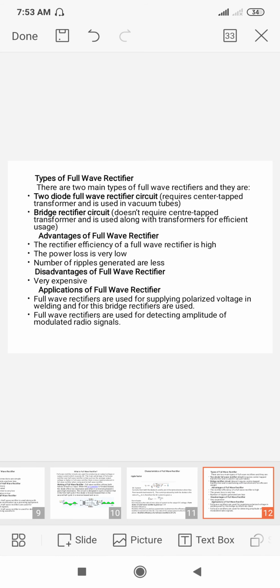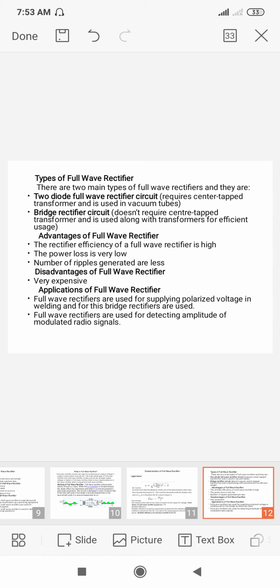Next are the types of full wave rectifier. There are two main types: the two diode full wave rectifier circuit, and second, the bridge rectifier circuit. The advantages of the full wave rectifier: the rectifier efficiency is high, the power loss is very low, and the number of ripples generated is less. The disadvantage of the full wave rectifier is that it is very expensive.